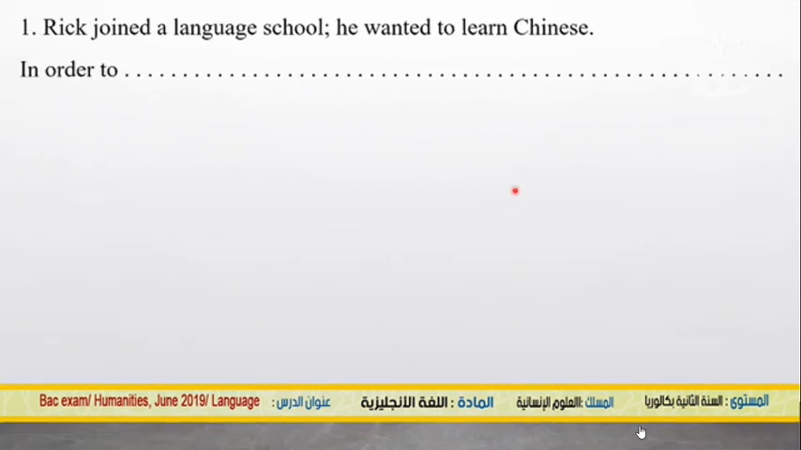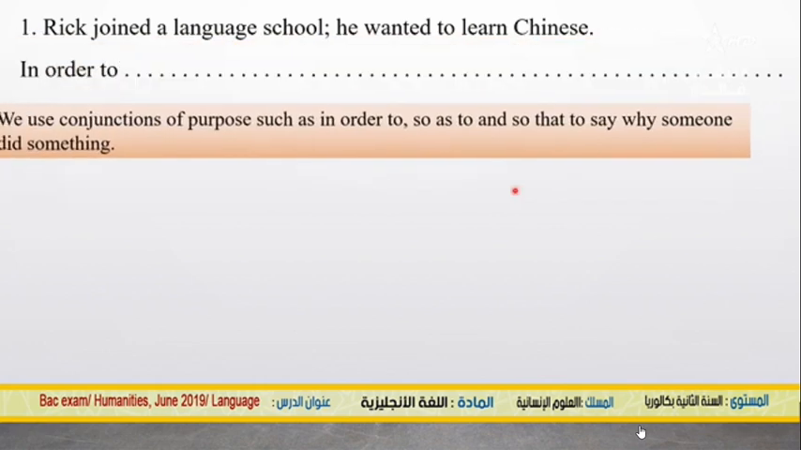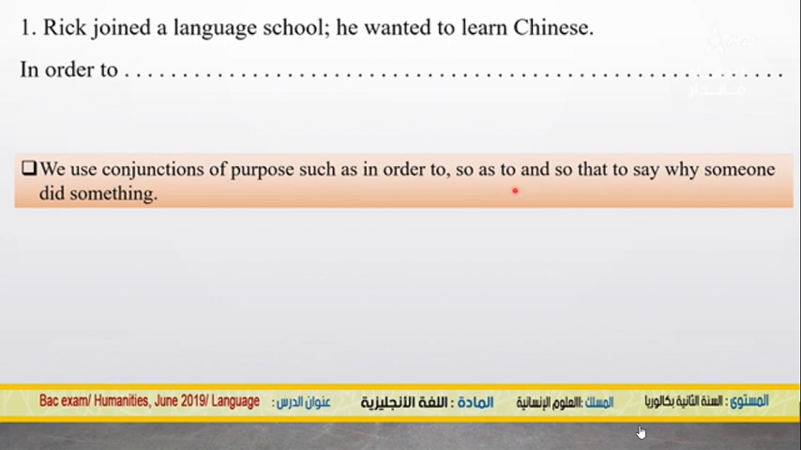So for the first one, it begins with in order to. And in order to is what? We use it to express purpose. Very good. Okay? So let me remind you of this again. We use conjunctions of purpose such as in order to, so as to, and so that to say why someone did something.